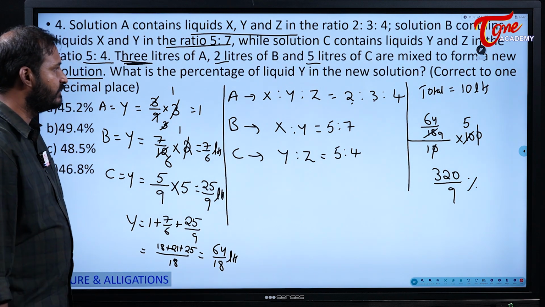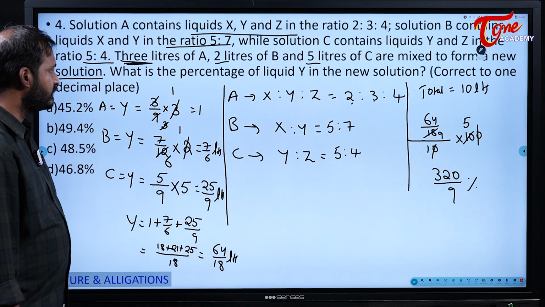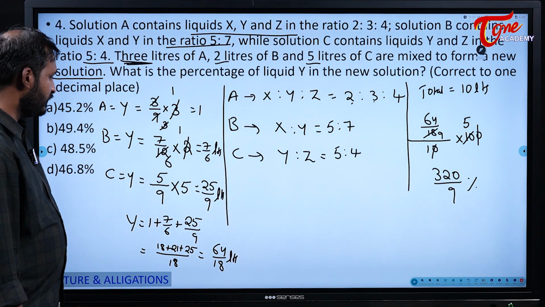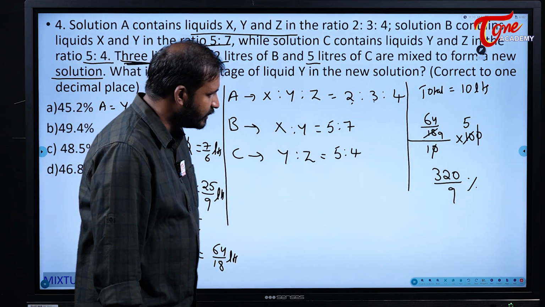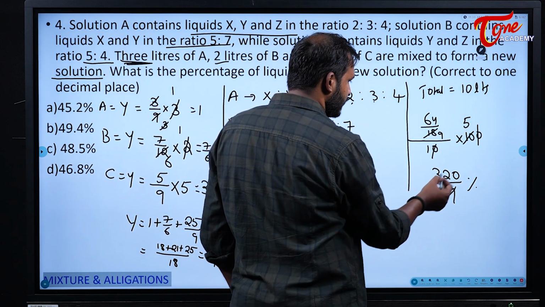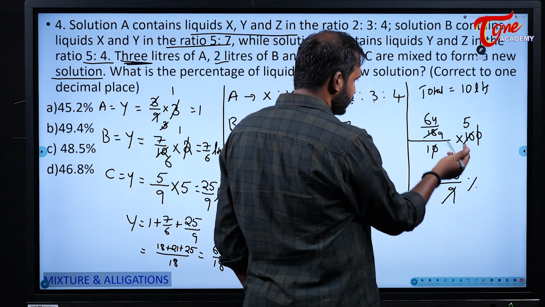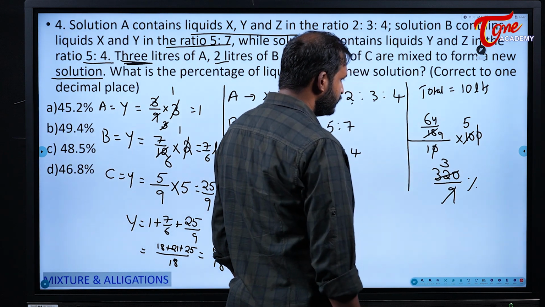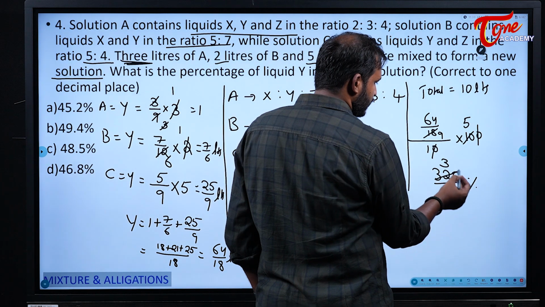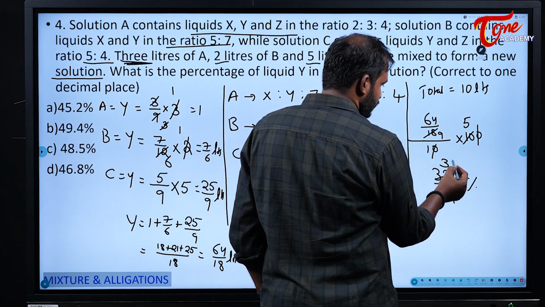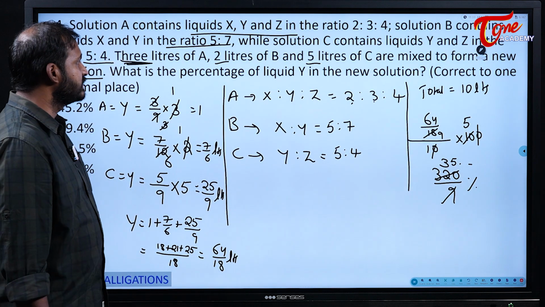What is the percentage of liquid Y in the new solution? 5 liters of liquid C. Everything is mixed. For us here, Y is 7 by 12. Here there is no perfect answer actually, students. No need to worry, we will solve. What will you get here? 64 5s are 320. That's it. 30 and 50 means 35 point something you will get here. 35 point something you will get as the answer for us here.